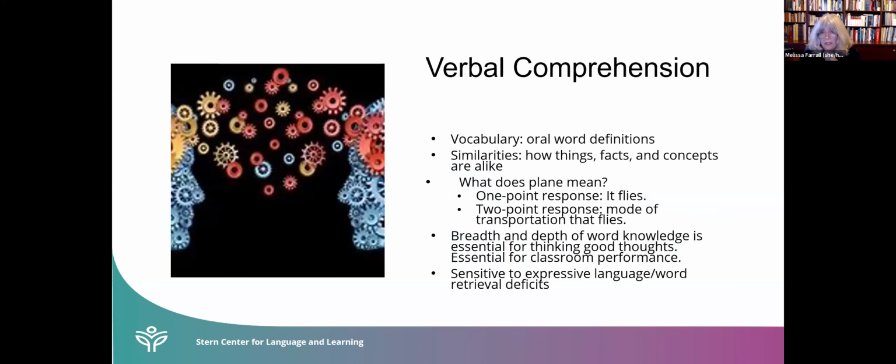Verbal comprehension is all about words. We need a lot of words in order to think good thoughts. It's really hard to think good thoughts without having words. Now, I just betrayed what I think: verbal intelligence plays a really important role in intellectual functioning, but other folks might disagree with me. It looks at similarities, which is how facts, things, and concepts are alike. And we know, because we work in the field of reading, that breadth and depth of word knowledge is really, really important.